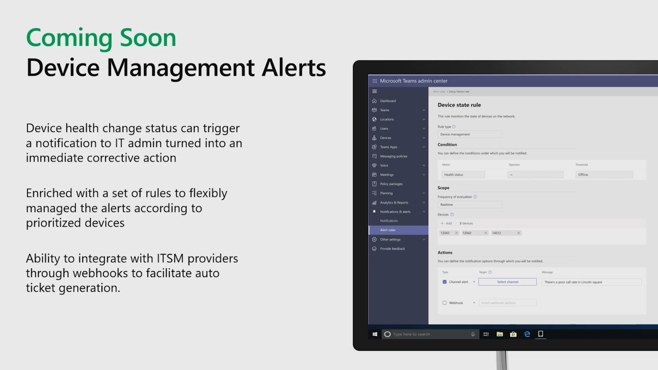Finally, I'd like to discuss a few new features we are bringing to Teams Admin Center. First is device management alerting. With device management alerting, admins can set up alerting conditions for your devices. If a device goes offline or is in an unhealthy state, an alert can be sent to a Teams channel of the admin's choosing. Also, we provide the ability to integrate these alerts through webhooks with ITSM providers. This feature can facilitate auto ticket generation and other features available through your ITSM provider of choice.